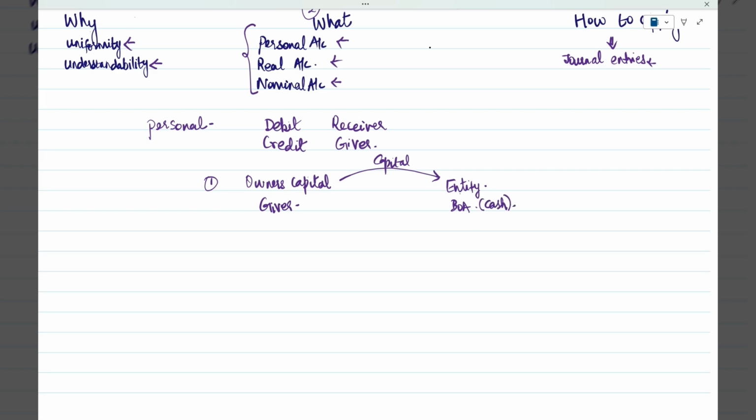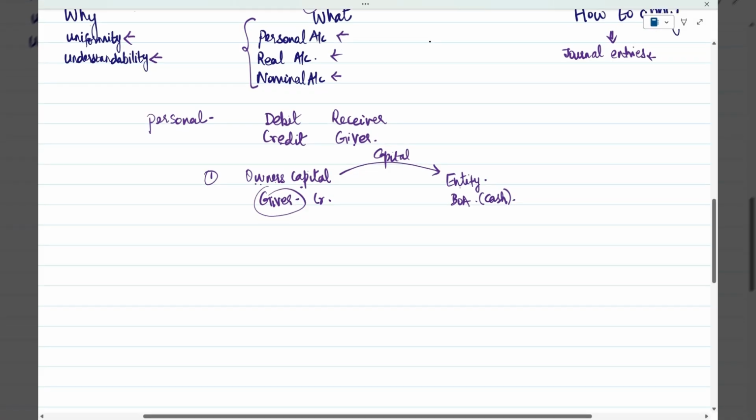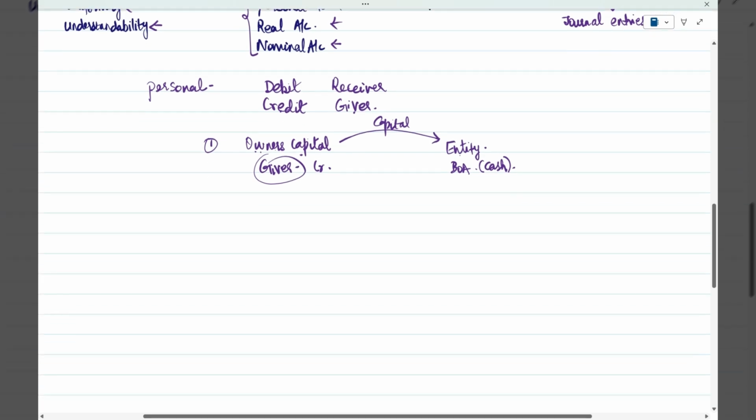So you see that the owner is what nature of account? It is a personal account. So what do we do? Credit the giver. This is an example where a personal account is involved. The personal account is the owner's capital, who is the giver, and hence this account needs to be credited. This is what the personal account rule says: debit the receiver, credit the giver.